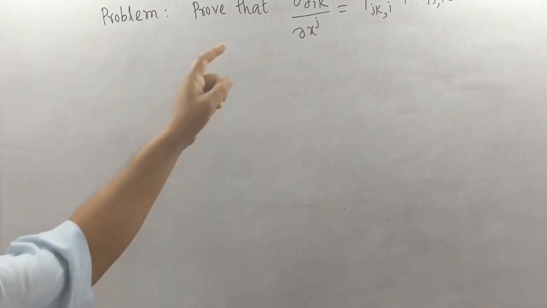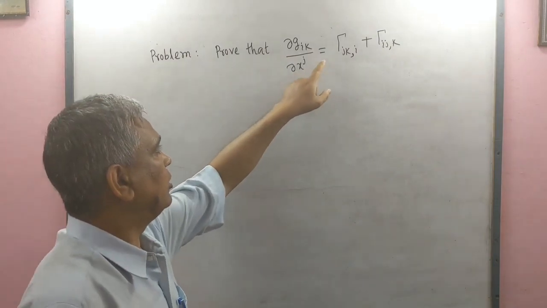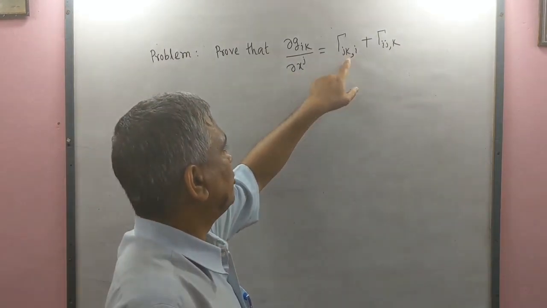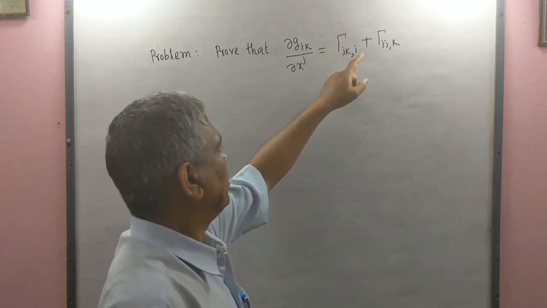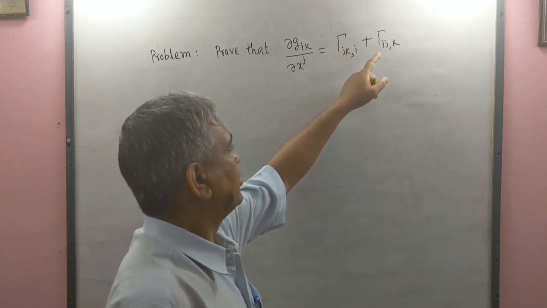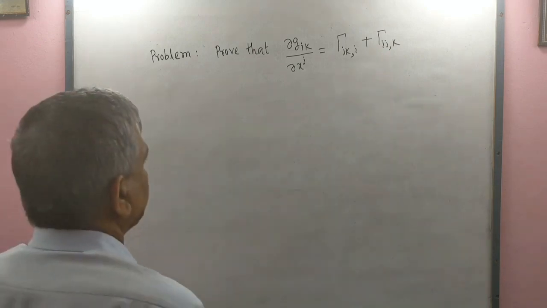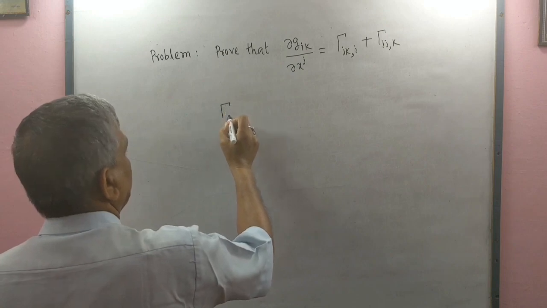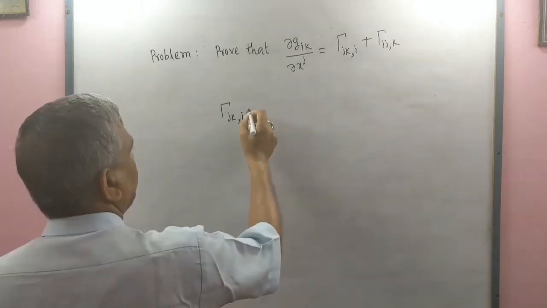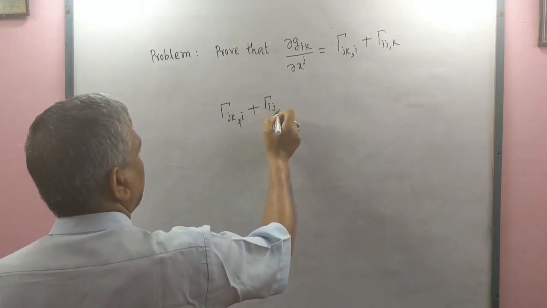Now we shall solve a problem. Here the problem is given that del g_ik by del x_j equals Christoffel symbol of first kind [jk, i] plus Christoffel symbol of first kind [ij, k]. Taking the right side, [jk, i] plus [ij, k].